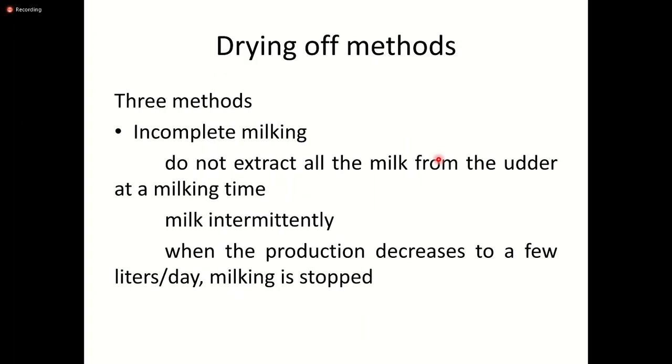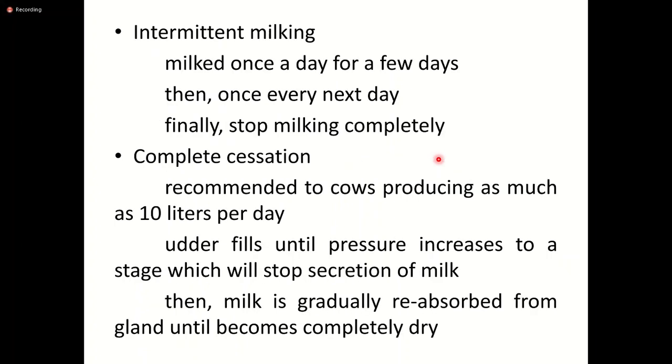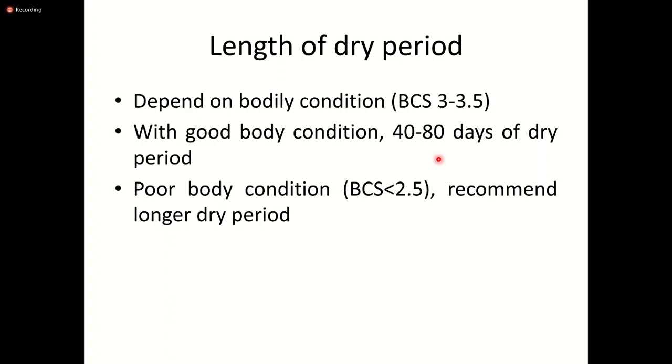The incomplete milking, right? What we usually do is we stop harvesting milk completely, right? We milk intermittently, just let them, maybe once a day or twice in a day or something like that. And then it reduces the production to a certain level, and then we stop milking completely. So there are 3 methods, right? Practiced in the industry.